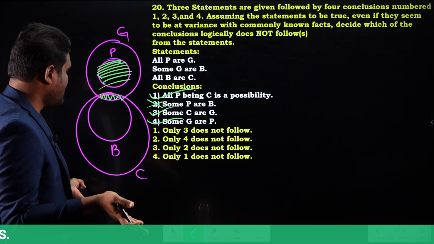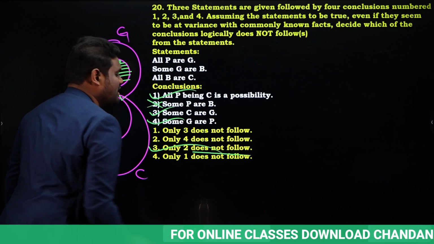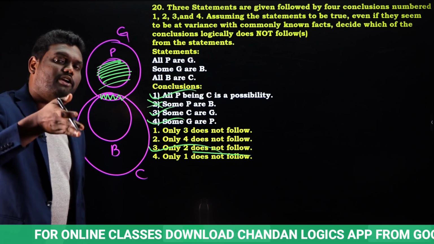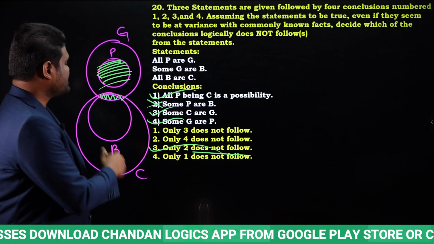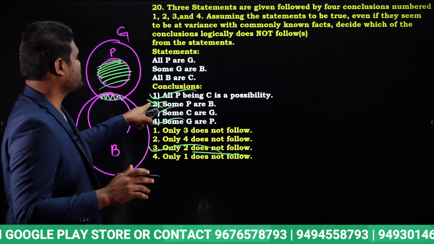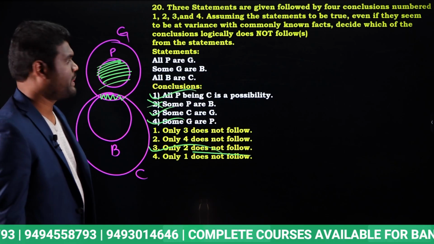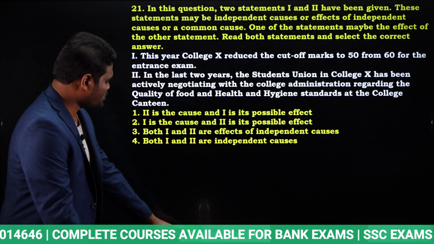Now, where is the answer? Here the answer is given in a reverse way. Only 2 does not follow. Only 2 does not follow is nothing but 1, 3, 4 follow. Yes or no? So, the answer for this question will be option 3, which is nothing but only 2 does not follow, which means the remaining 3 are going to follow. Yes or no? Next question.